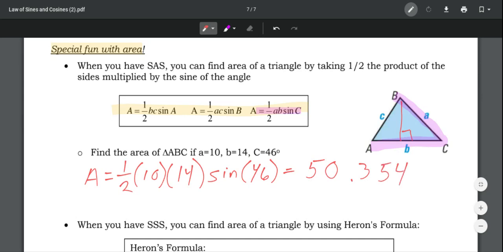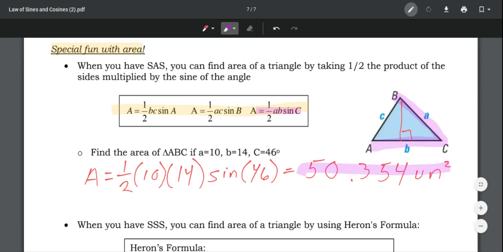50.354. And again, since we're talking about area, this needs to be units squared. So if you're not given an actual unit, you want to put it in square units. So that would be 50.354 square units. That would be the area of the oblique triangle ABC.